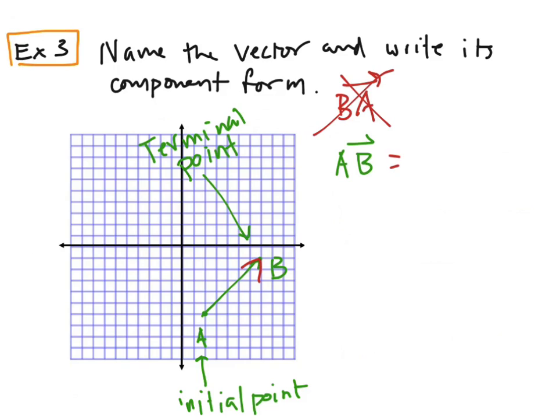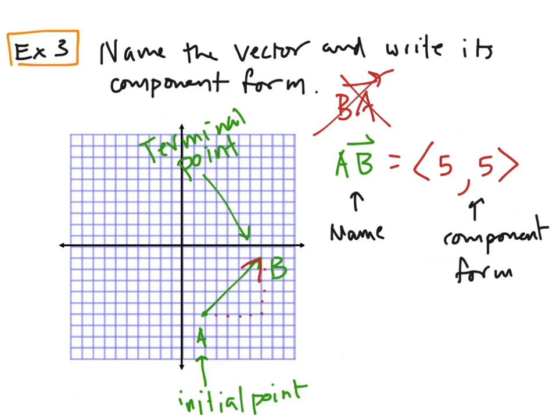And for the components, all we have to do is count. How much do we move? We move right, so it's 1, 2, 3, 4, 5. So this would be positive 5 because we're moving to the right. And then how much do we move up or down? 1, 2, 3, 4, 5. So 5, 5. This is the component form. This is the name. Easy.